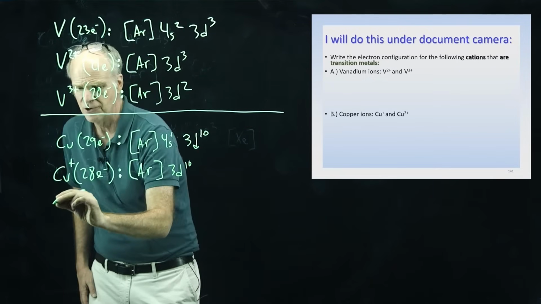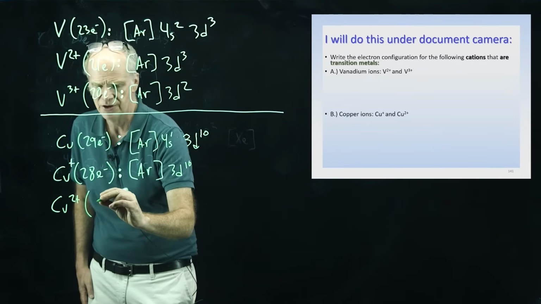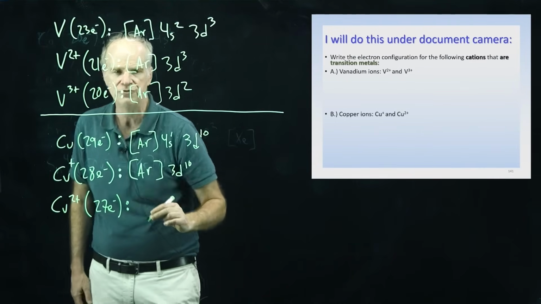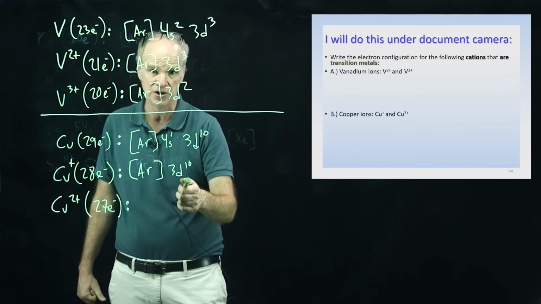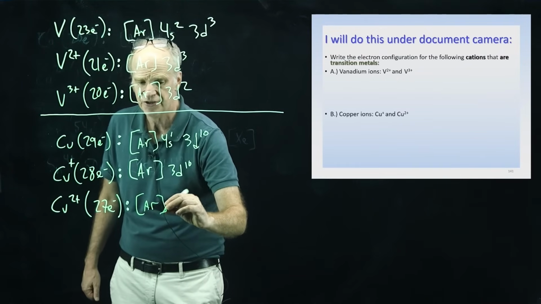How about copper 2+? Now we're down to 27 electrons, and if we have to remove 1 more electron, we really have no choice but to go into the d sublevel. And so here we would say this is 3d9.